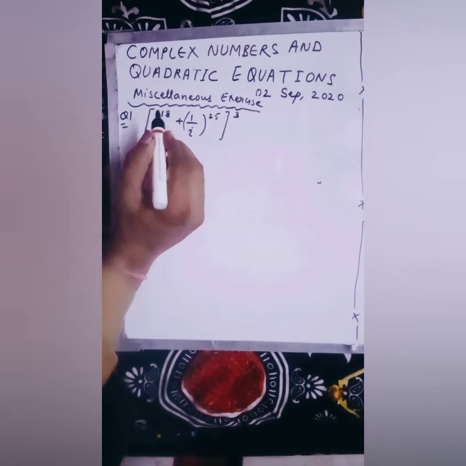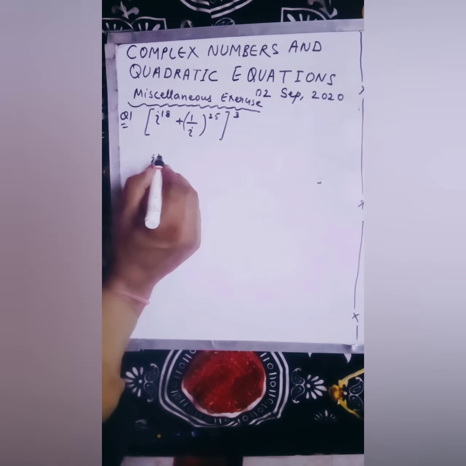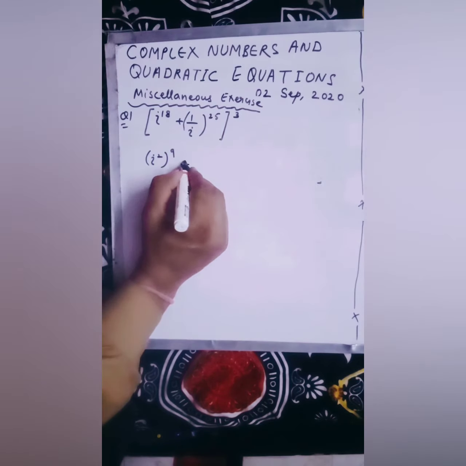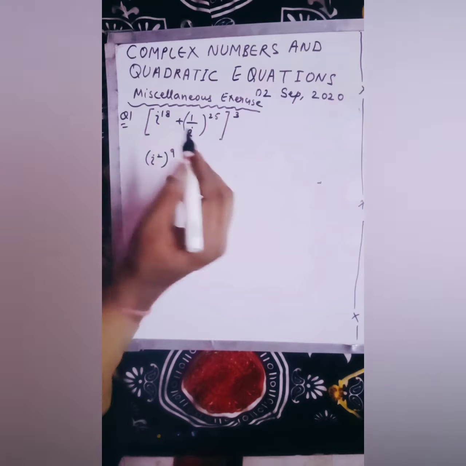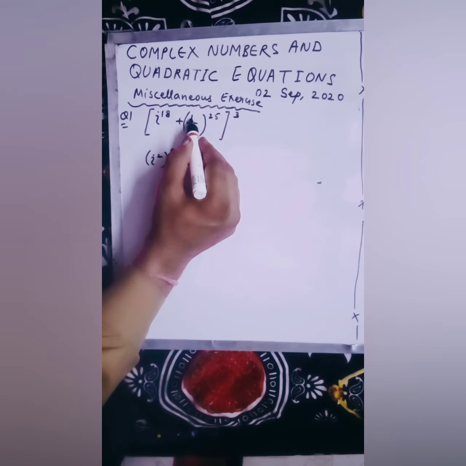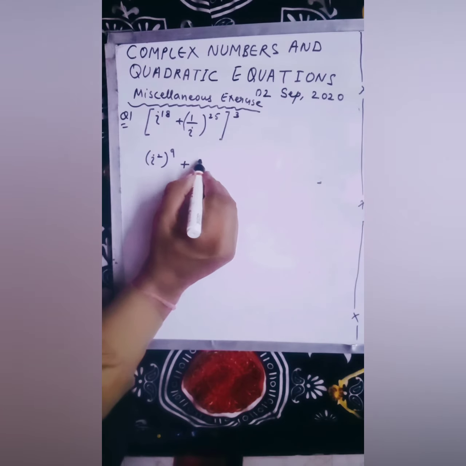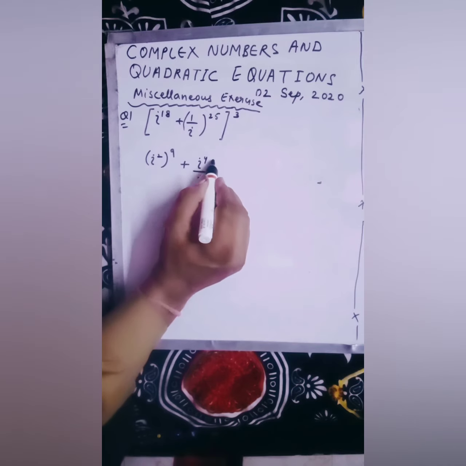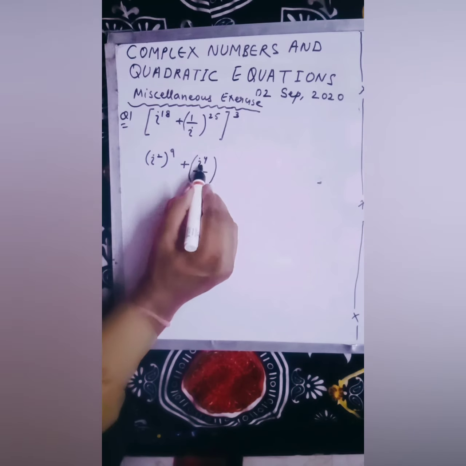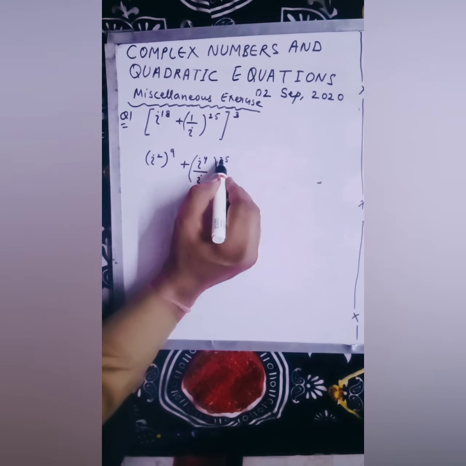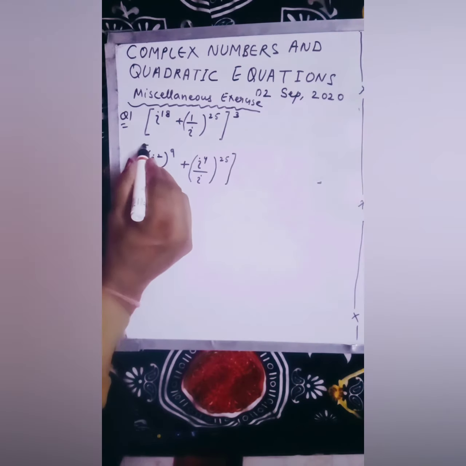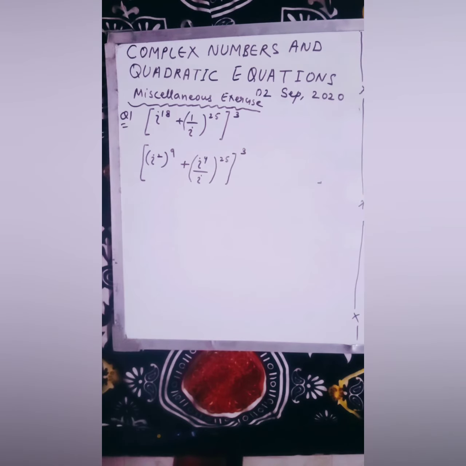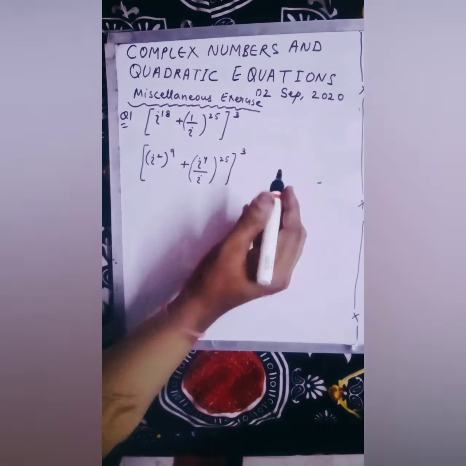Here you are getting iota 18, so I'm writing this iota square and whole raised to power 9. Okay, plus here at a place of 1 I am writing iota 4, because iota raised to power 4 is 1. So I'm putting all these in bracket, and you have to write the power of this, that is 25, and all of the thing will be in bracket, and this whole raised to the power 3 you have to write.